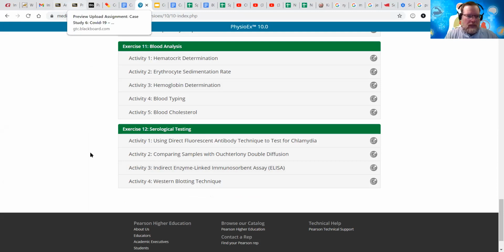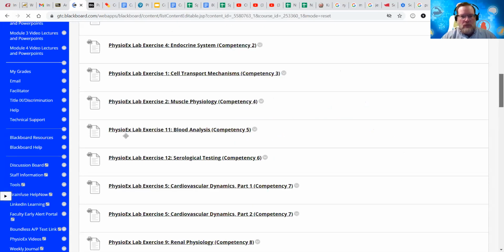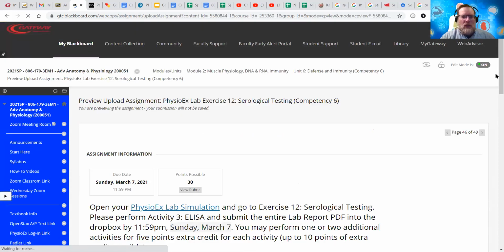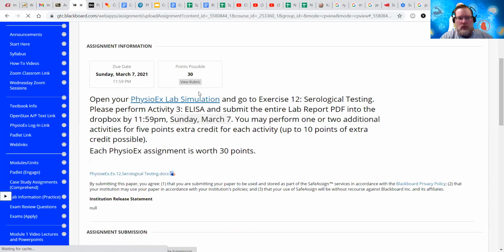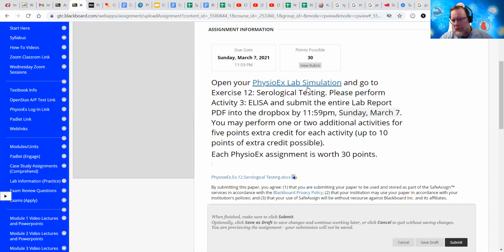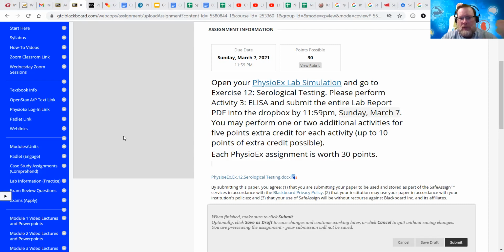And again, when we go back into Blackboard and we look at the PhysioEx hyperlink, we scroll down and we find serological testing, competency 6. Click on that. It's going to open up what you're supposed to do. And again, this hyperlink will take you right to the PhysioEx website. I do have the Word doc in there with the questions on it. So you're more than welcome to use this document if you are having issues performing PhysioEx.